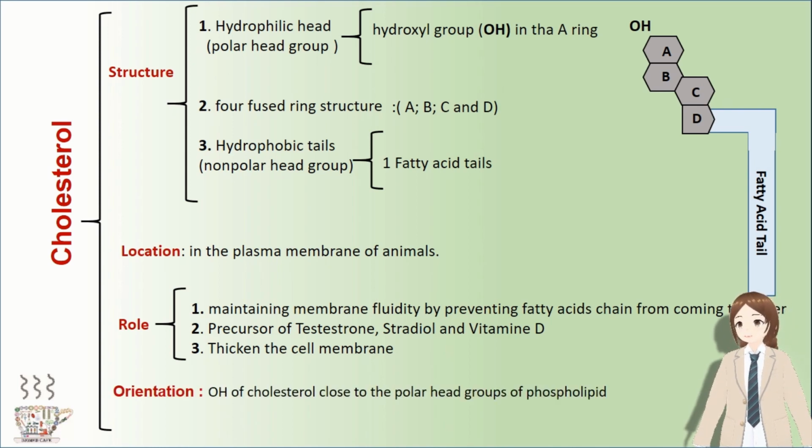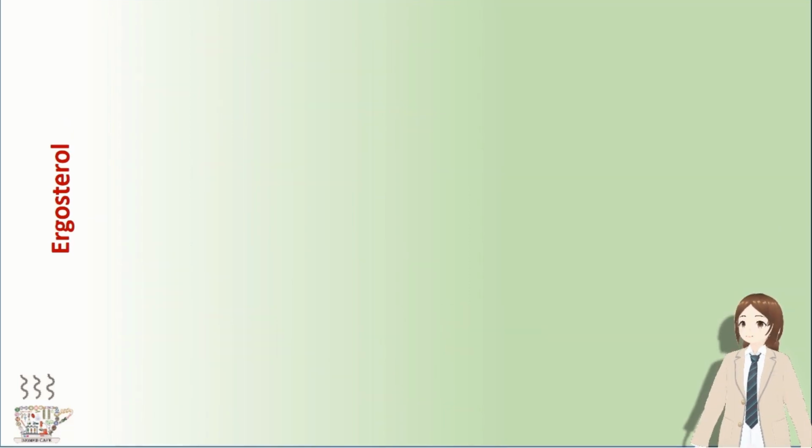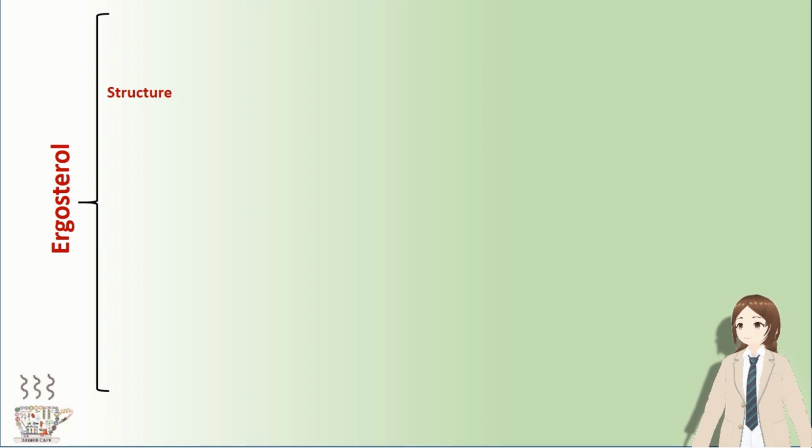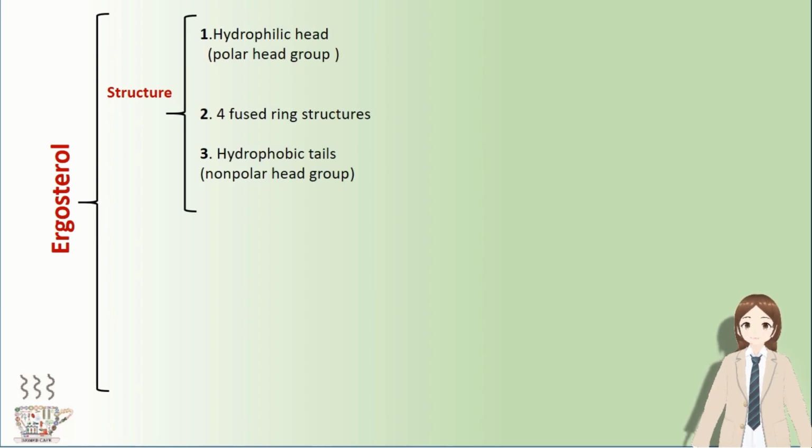The cholesterol molecules orient themselves in the bilayer with their hydroxy group close to the polar head groups of adjacent phospholipid molecules. Plant plasma membrane contain large amounts of ergosterol. Its structure has three parts too: hydrophilic head, ring structure, and hydrophobic tail. Hydrophilic head has hydroxyl group.